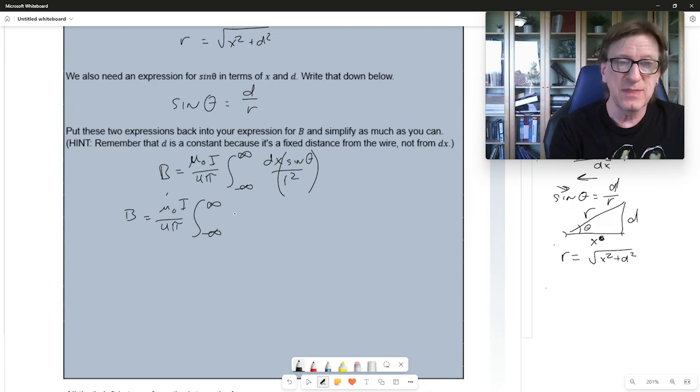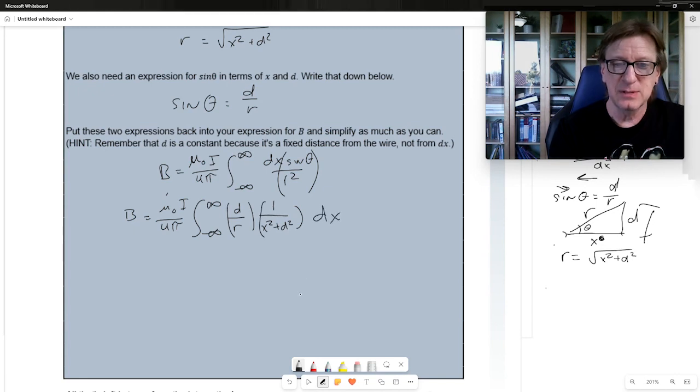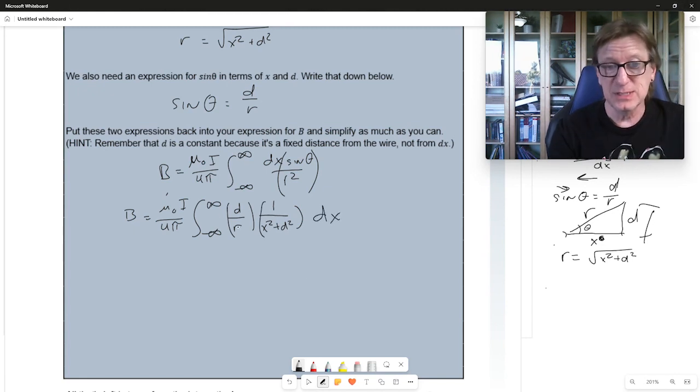Well, my sine theta then is d over r, and that's d, the distance d, not the differential d. My 1 over r squared then is going to be 1 over x squared plus d squared, because when I square that square root, it just goes away. And then all of this is times dx. Now I'm not done because I still need to get rid of this r. So let's do that on the next step.